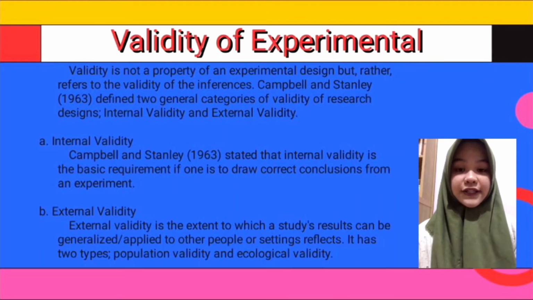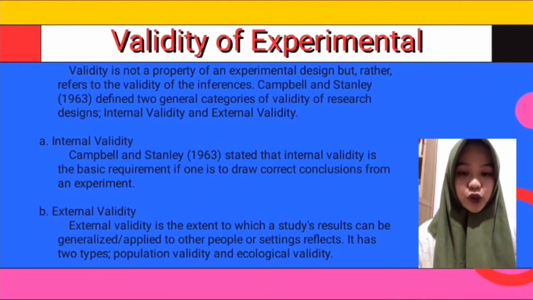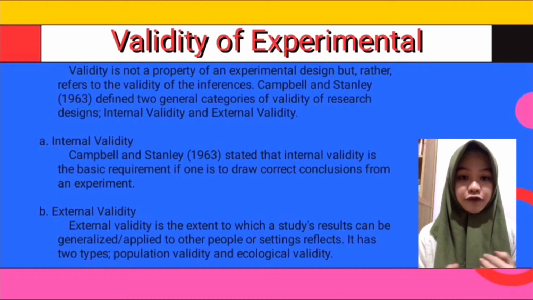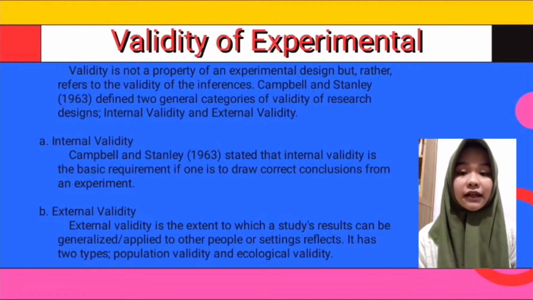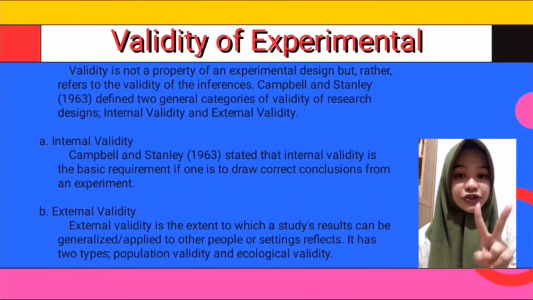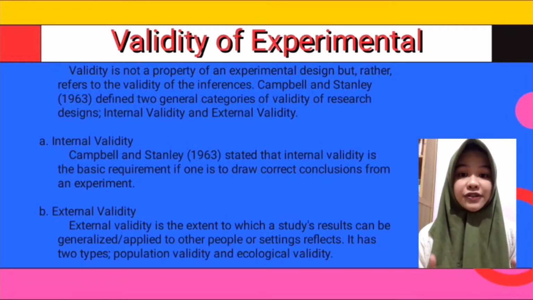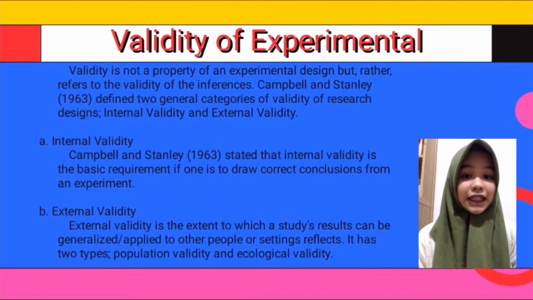The next material is about validity of experiments. Validity is not a property of an experimental design, but rather refers to the validity of the inferences. Campbell and Stanley in 1963 defined two general categories of validity of research designs. They are internal validity and external validity. The first one is internal validity.